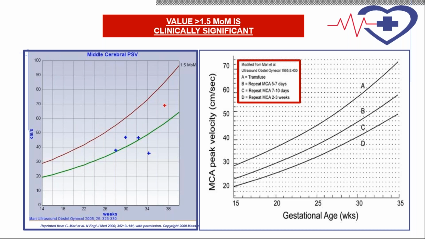Now, please remember, for management of RhD immunization, it is very important to know the correct gestational age, because the normal peak systolic velocity will keep on changing with the gestational age. So you can see these 4 zones here. Next slide, please, Soumya.